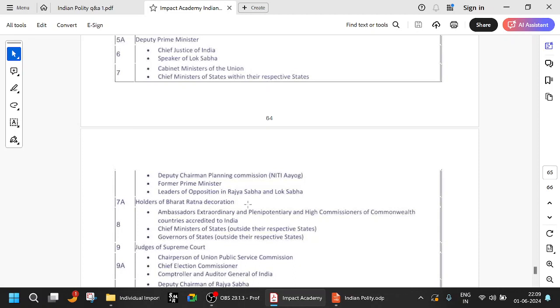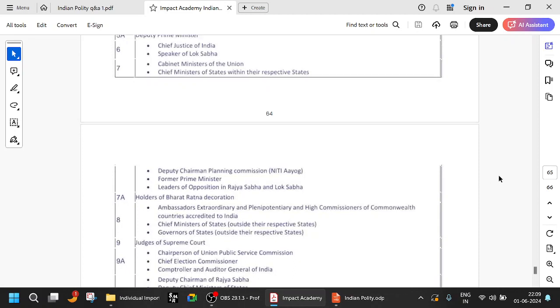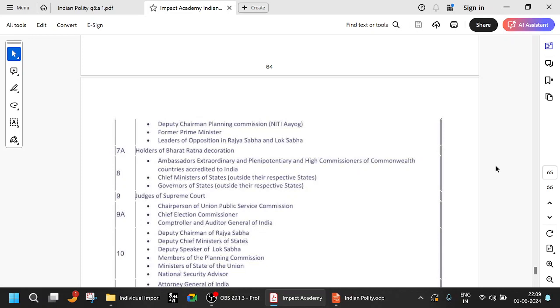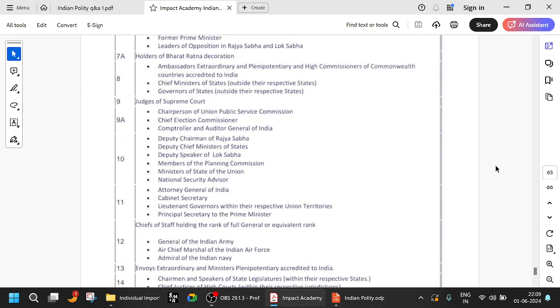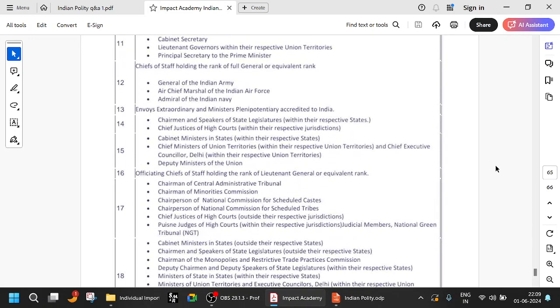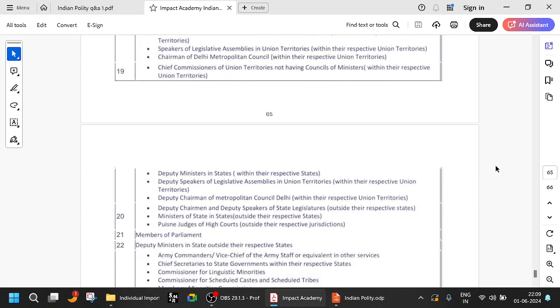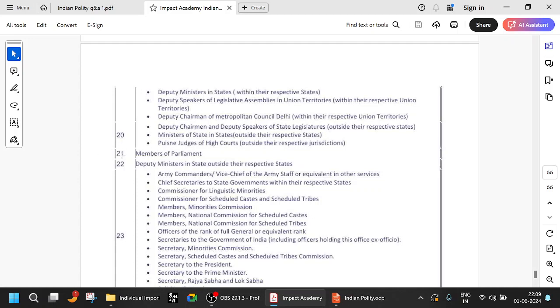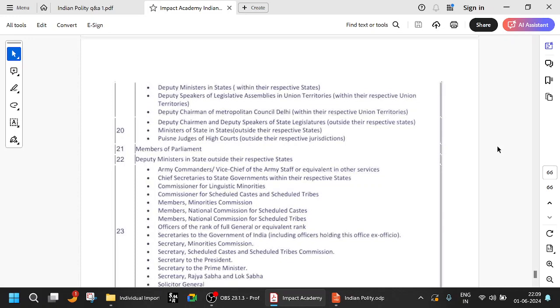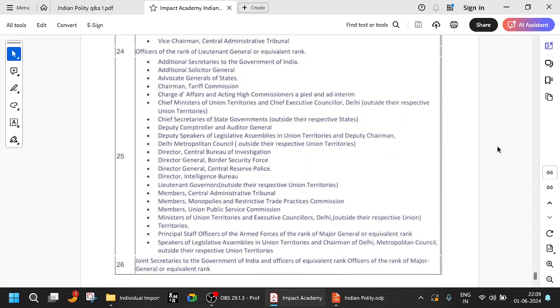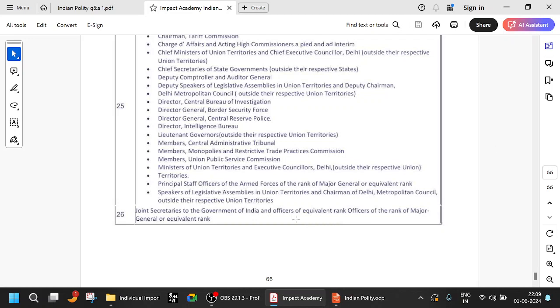Then comes holders of Bharat Ratna. Next, judges of Supreme Court. Next, Chief Election Commissioner, CAG. All these things you can see. Officiating chiefs, staff holding, etc. All this you may not be able to remember. See, Members of Parliament are at 21. But if you become a Speaker, the Speaker is also a member of Parliament or Legislative Assembly, right? But once you become the Speaker, you jump to the sixth position and become very high. So that is about it.